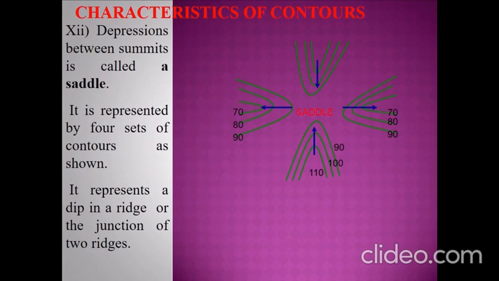Then the next characteristic: a depression between the summits is called a saddle. It is represented by four sets of contours as shown in the figure. It represents a dip in a ridge or the junction of two ridges. See here, these are the contour lines, and the figure shows the reduced level of each contour line. So this is the saddle.